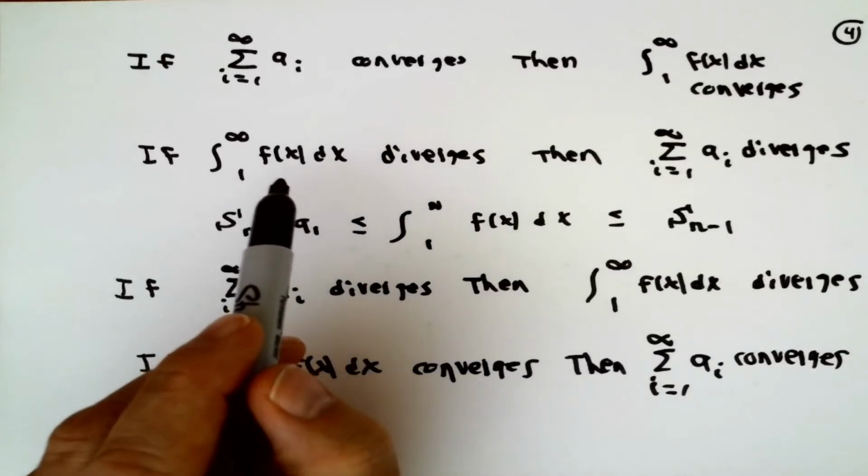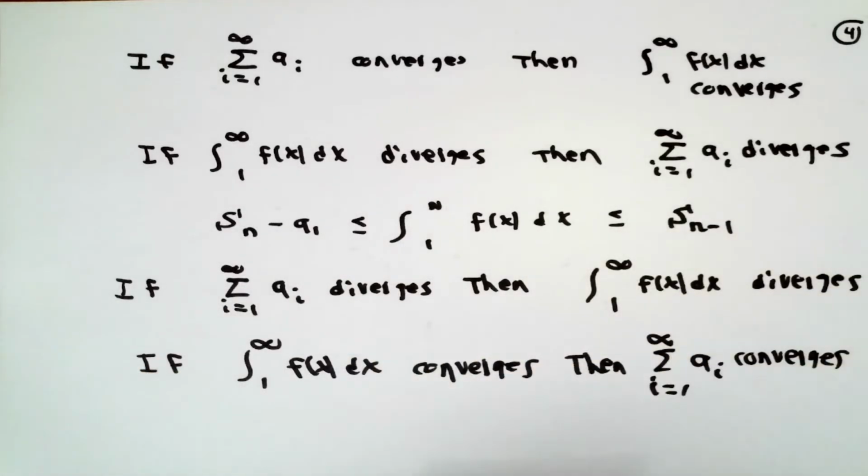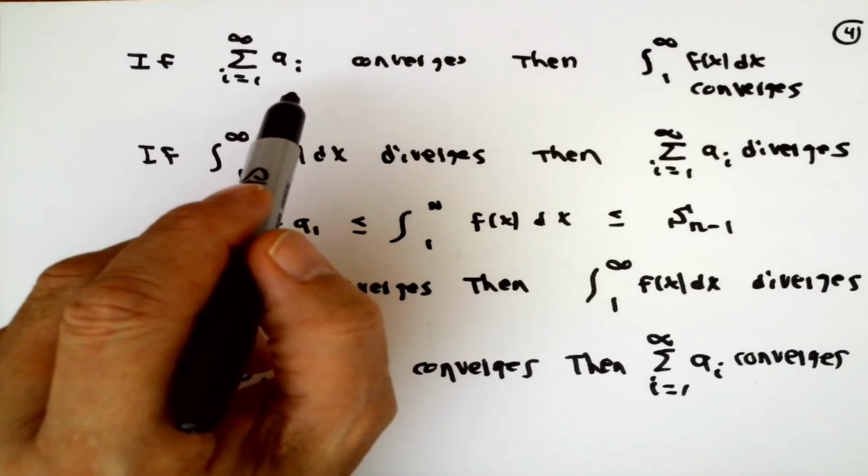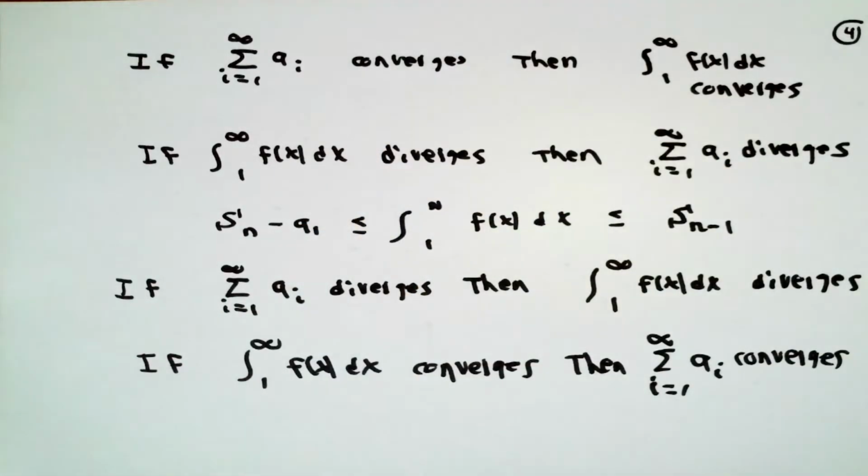If the integral diverges, so does the series. And if the series converges, this is the first one we did, then the integral converges. So, under the assumptions of the integral test, the convergence or divergence behavior of the sum and the integral are the same. It's a yes-no type of thing. If I know one of them converges, I know the other one does. If I know one of them diverges, then so does the other one.